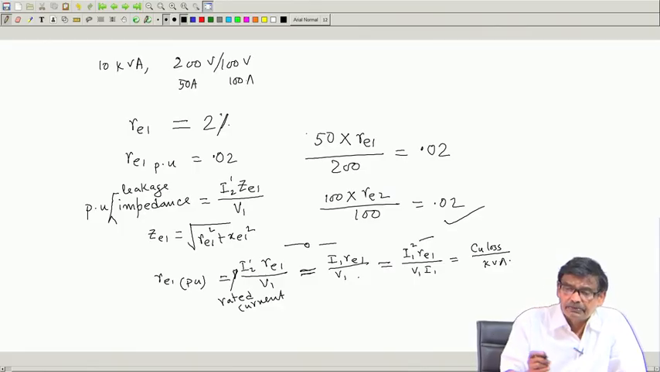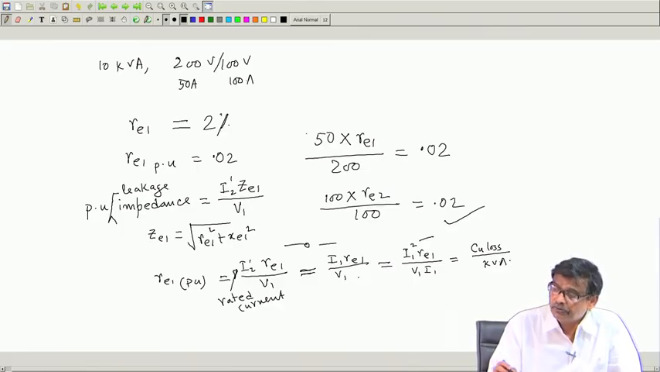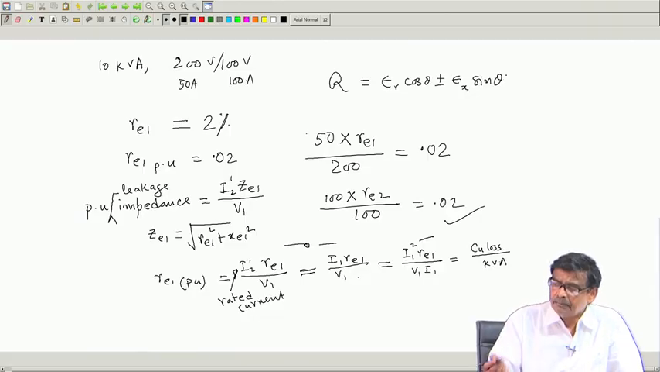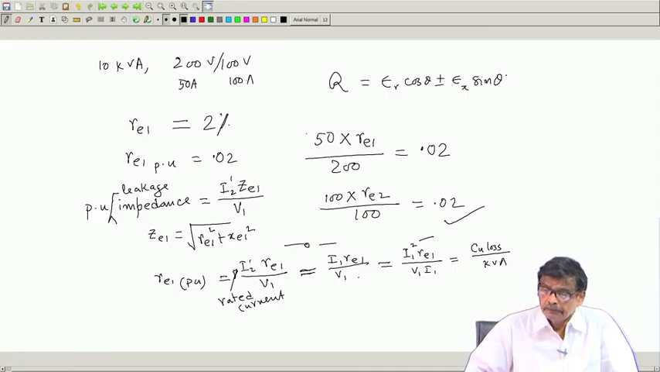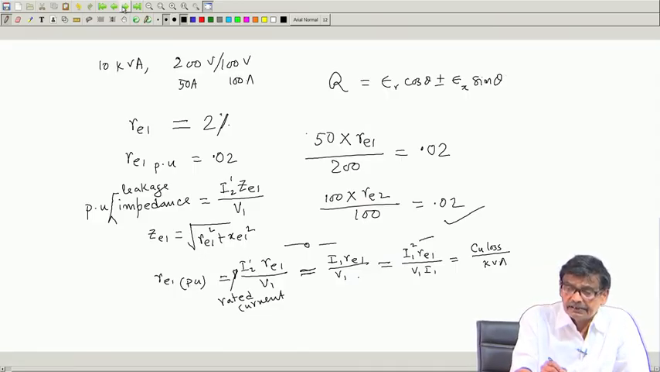Anyway, if you know the per unit values, the regulation expression then comes out to be epsilon r cos theta plus or minus epsilon x sin theta, with the minus sign to be used for a leading power factor of the load. So, this is the thing.